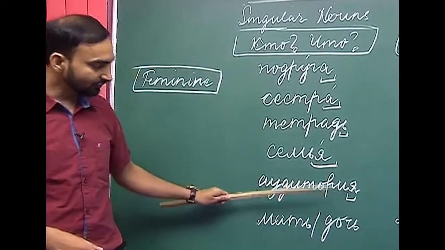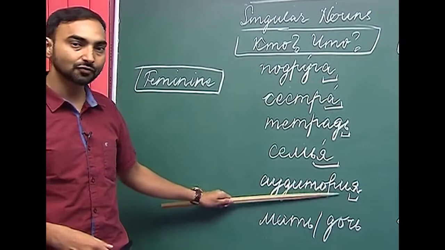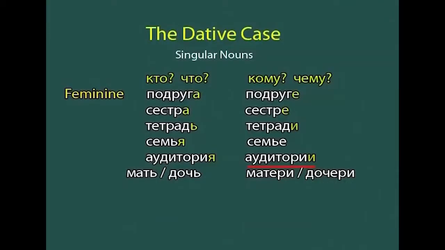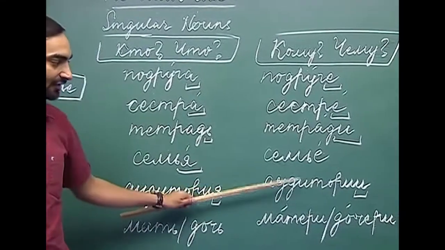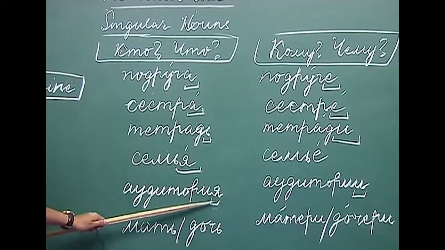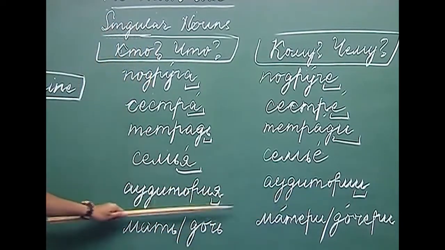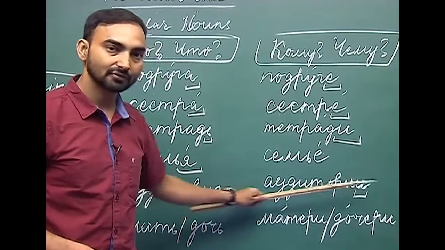The next feminine noun we have is auditoria. Auditoria is an auditorium or hall. So, what happens when auditoria is used in the dative case? Auditoria becomes auditori. So, this ya here is replaced with e. Iya, double e, auditori.